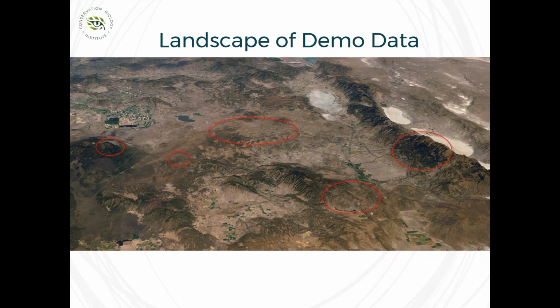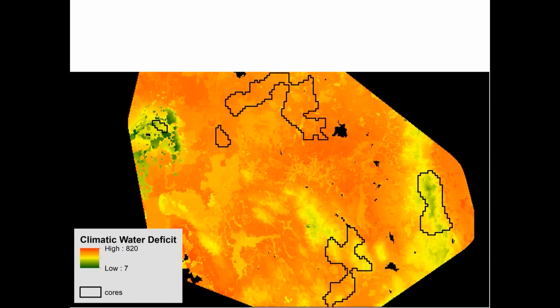So here's a landscape of demo data. Notice the high mountain peak on the right, and on the left, the low valley floor in the middle. And so if you go ahead and map climate characteristics underneath those, here it is looking from the top, those same areas in more detail. And this is climatic water deficit. In this analysis, you want to use some sort of climate metric that's a single value that includes temperature and precipitation. And so in this case, it ranges from a value of 7 to 820 on the landscape.